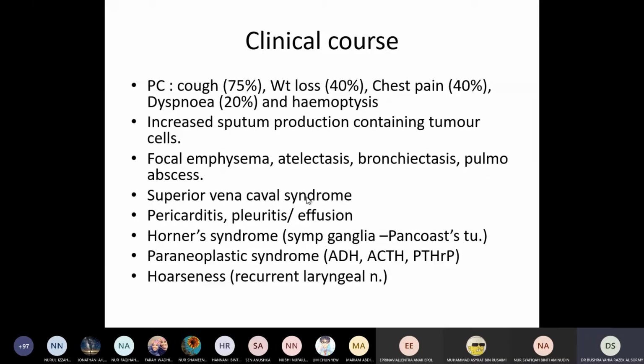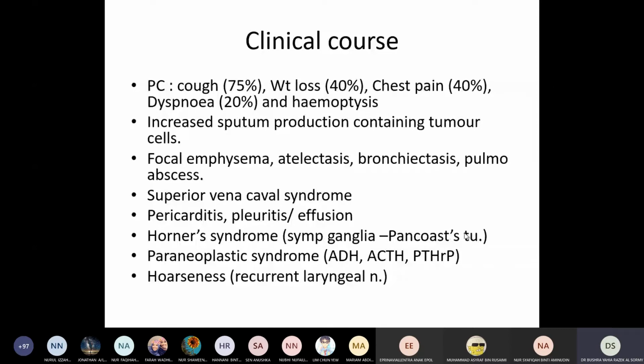We have superior vena cava syndrome when the tumor invades the vena cava. Pericarditis and pleuritis, when the tumor invades the pleural cavity or pleura, and also the pericardium. Horner syndrome is usually associated with adenocarcinoma because this arises in the apex, and when the tumor is in the apex, it invades the sympathetic ganglia, so it causes Horner syndrome.